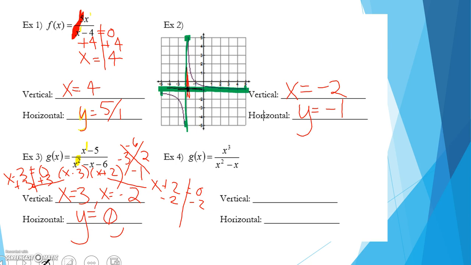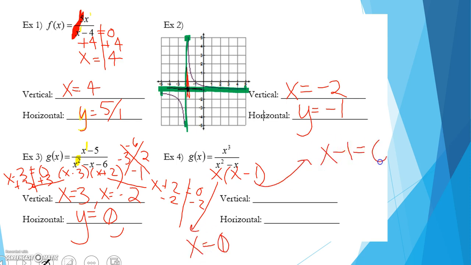For the last one, you need to GCF the bottom. It has a GCF of x, and when I divide both of them by x, I'm left with x minus 1. So I need to set both the GCF, if it has an x in it, equal to 0, and I need to set what's inside equal to 0. If the GCF is just a number, you don't have to worry about it. It means nothing. But if it has an x, you need to set it equal to 0. When I set this GCF equal to 0, it already was solved. So x equals 0 is the first vertical asymptote. The next one, I need to add over 1, so x equals 1.